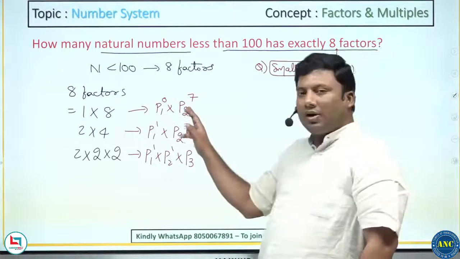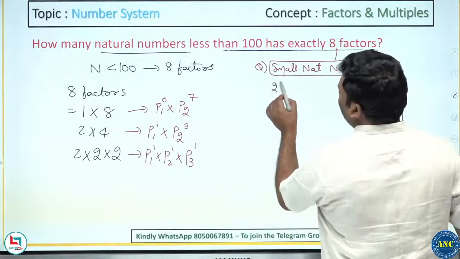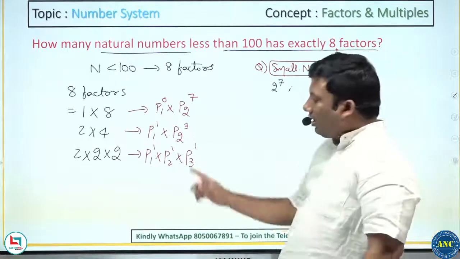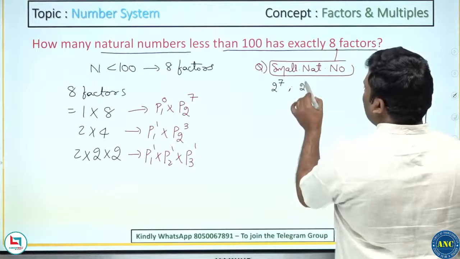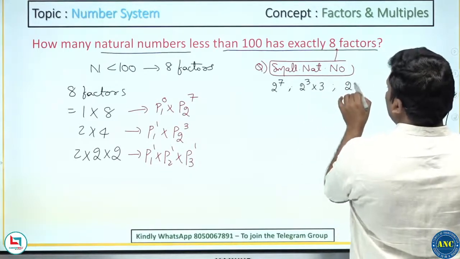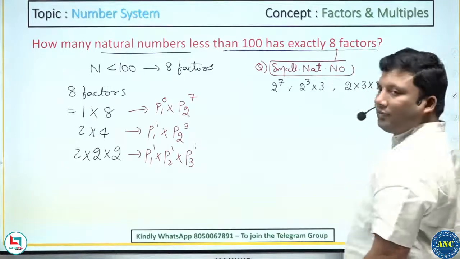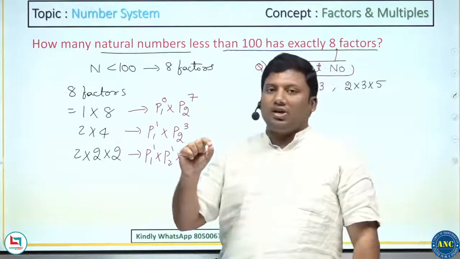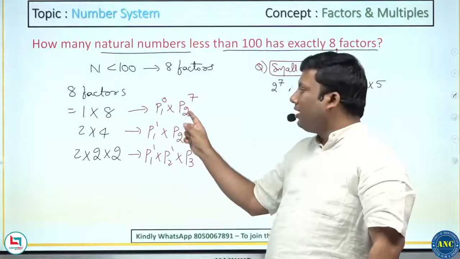Smallest natural number. Give the lowest prime in each case. First, for P2, if I am giving 2, it is 2 power 7. Here the lowest prime goes to the highest power. Next it is 2 cubed into 3. Next it will be 2, the next lowest 3, the next lowest 5. I hope the idea is clear. Because the question is the smallest natural number, give the lowest prime numbers to the corresponding values.